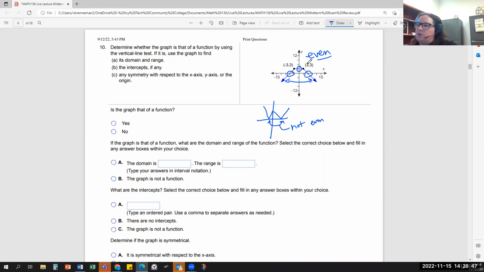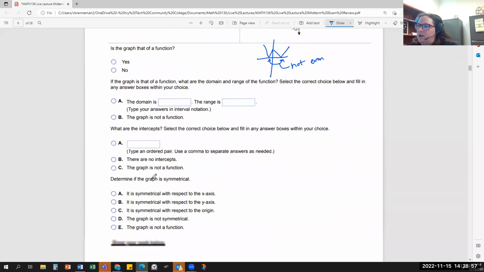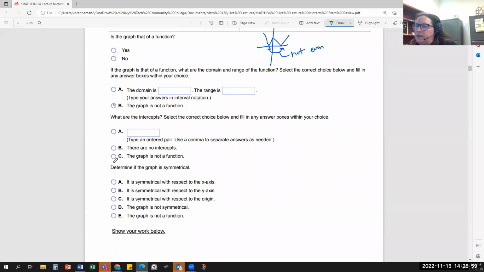When you have these questions with, is the graph that of a function, you definitely want to be solid on that, because if you say no, and then you don't answer the rest of the questions, because if you say no, then it wants you to just say the graph is not a function.